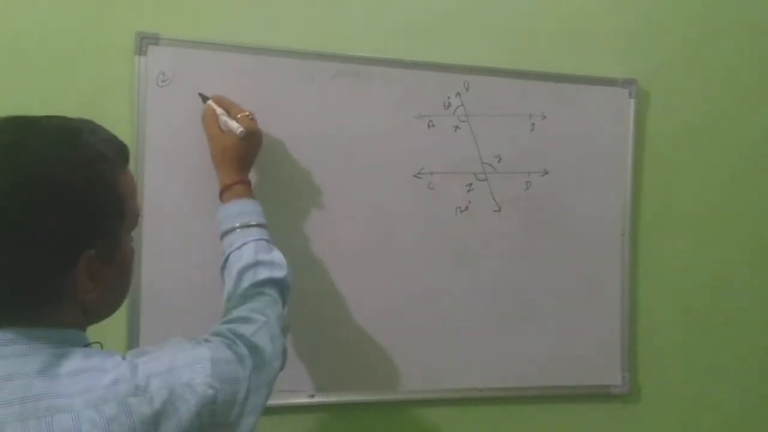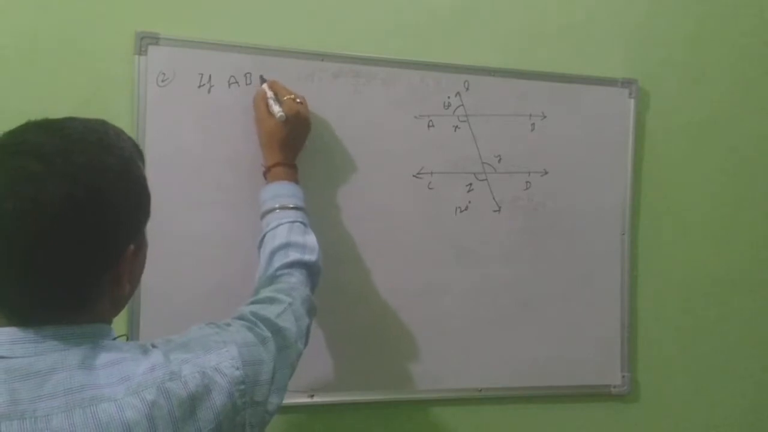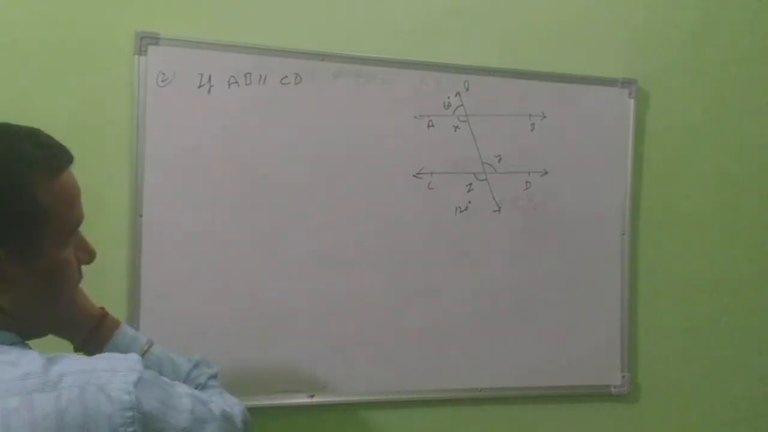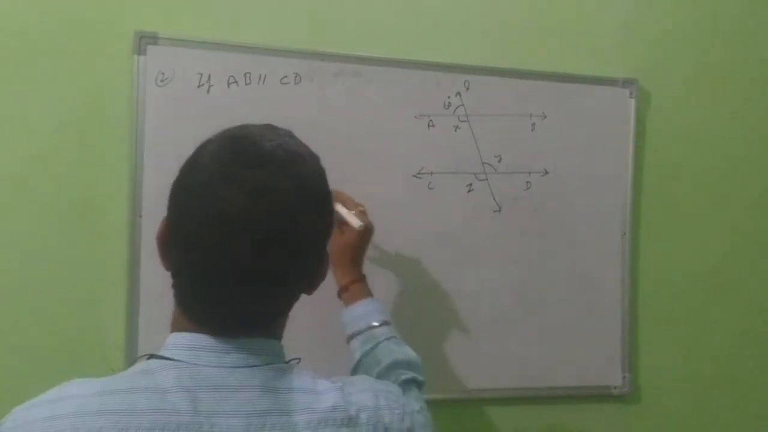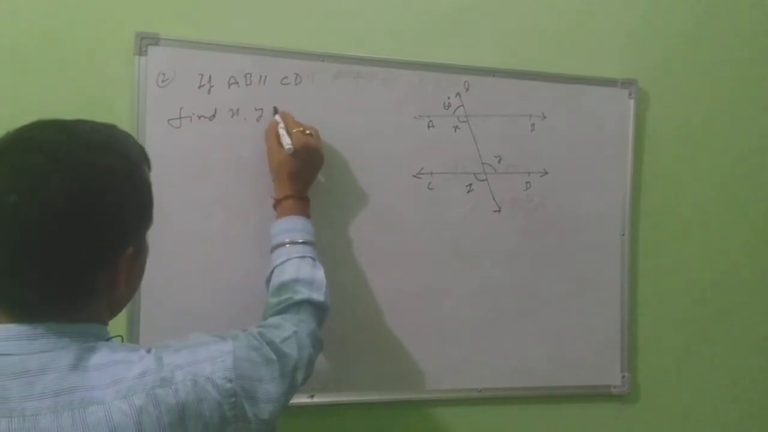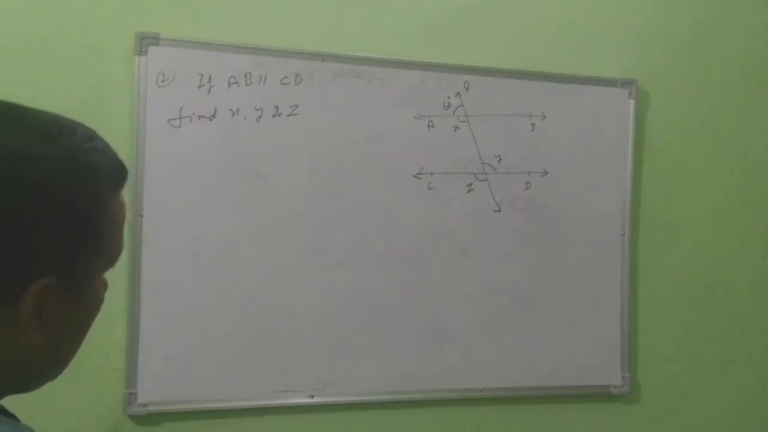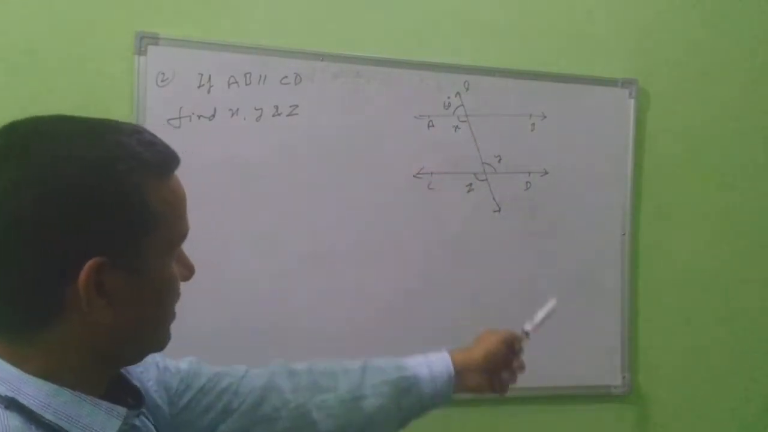So now, what is given here? The lines AB parallel CD. This angle is not given here. Find the values of x, y and z. How to find them? Only one angle is given here, 60 degrees. Then how do we find x, y, z here?